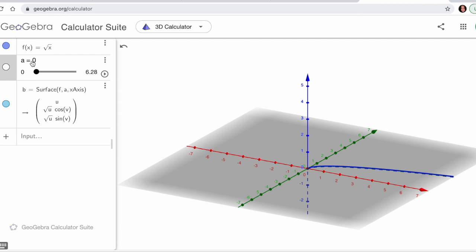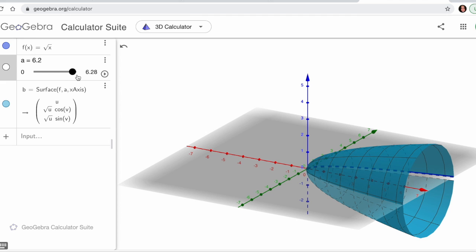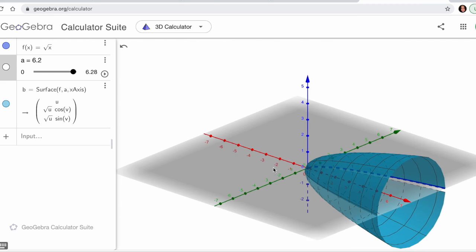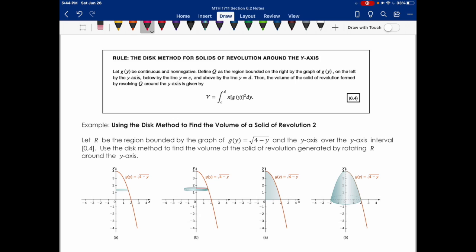So I'm going to start at 0 degrees on my slider, and I'm going to slowly rotate this around. Just use my slider and grab it and pull it around, and you can see what that solid will look like once it completely makes a full rotation. And then, of course, I can look at it from all different directions if I want to click and grab on it.